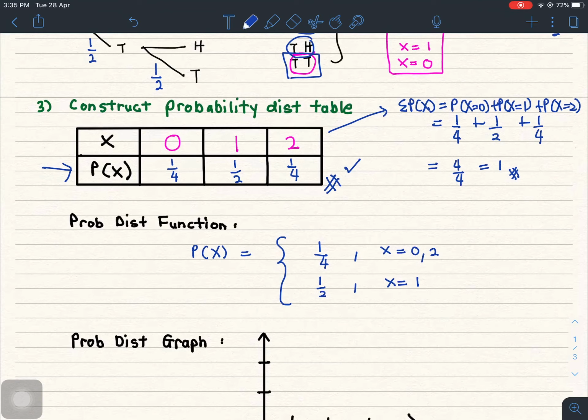So, what happens if I ask you what is the probability of X equivalent to 3 or 4 or 5 and so on? From here you only get X as 0, 1, 2, right? So, when the number is elsewhere besides 0, 1 and 2, your probability will be 0. You can say X elsewhere. Okay? So that's how you construct the probability distribution function.